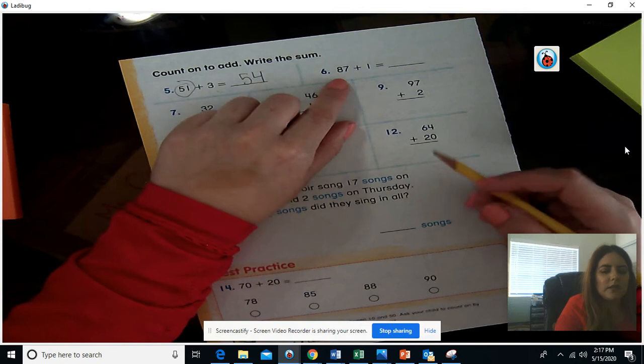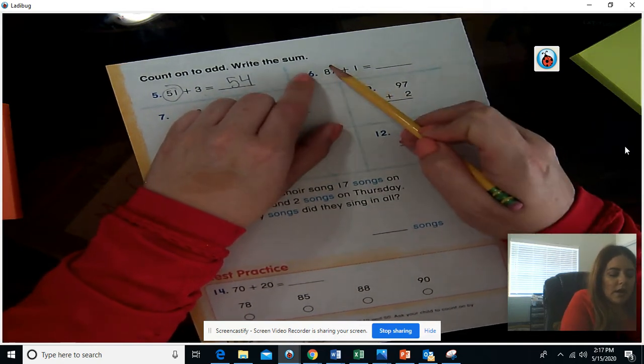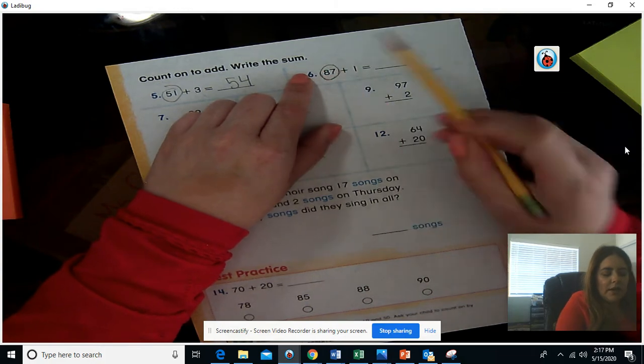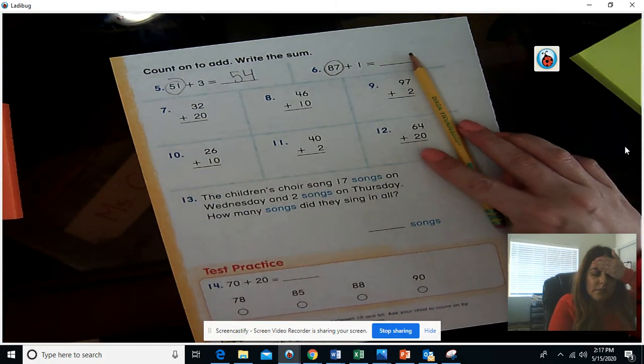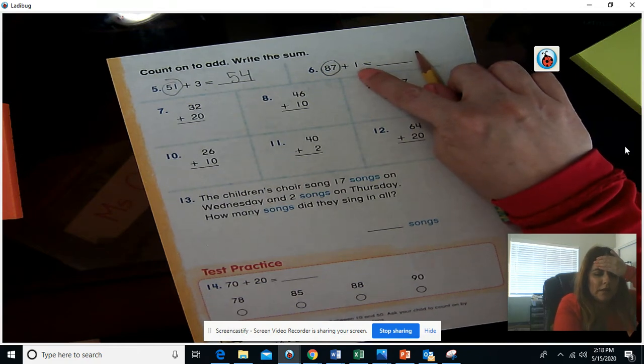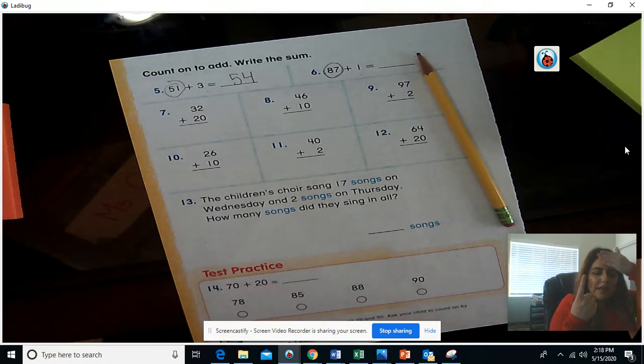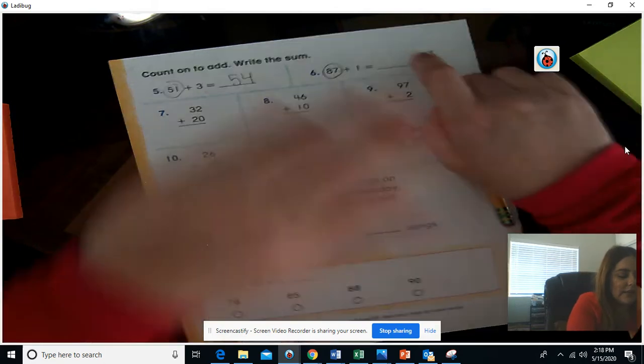Let's try this one the same way because we're adding a small number. I'm going to take the big number, 87, and I'm going to put it in my head. And then with my fingers, I'm going to put up how many numbers I'm going to add. 87 plus 1. So it's 87, 88.